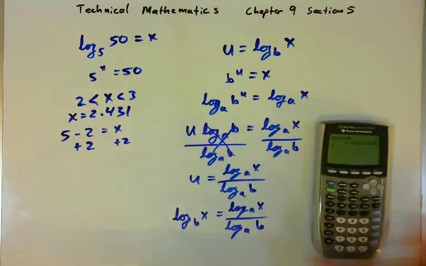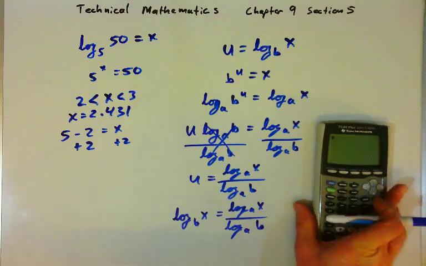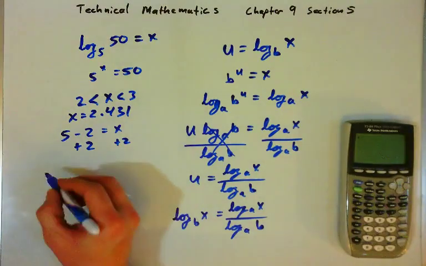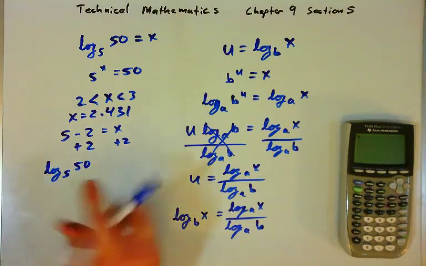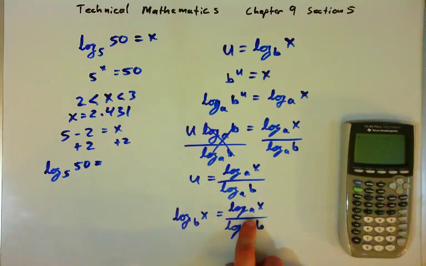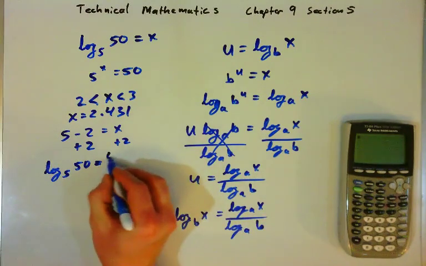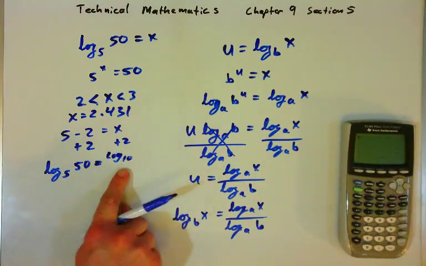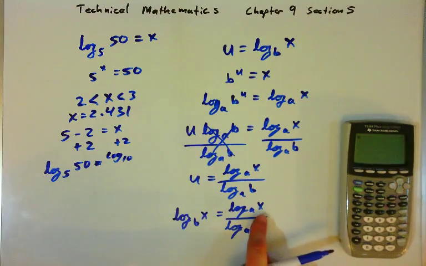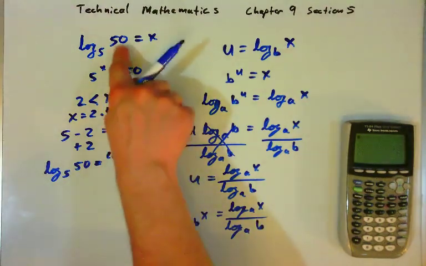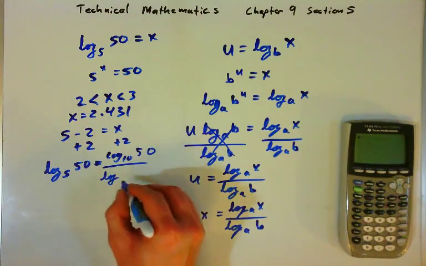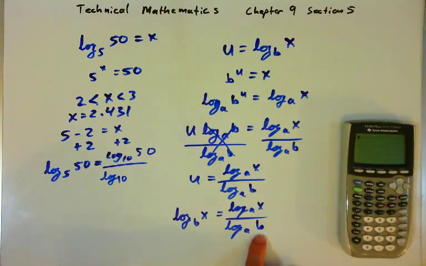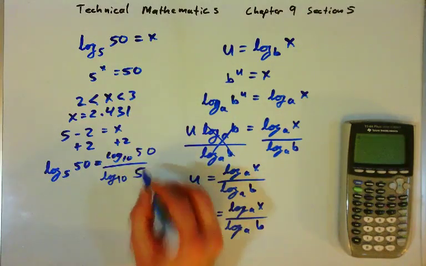Some calculators will do that. Yours may not. If it doesn't, that's okay. We can find the answer using this method. We wanted to find the log base 5 of 50, and this is going to be equal to log base 10, or the common logarithm, of x, where x is the argument, which is going to be 50, divided by log base 10 of b, which was the original base, or 5.